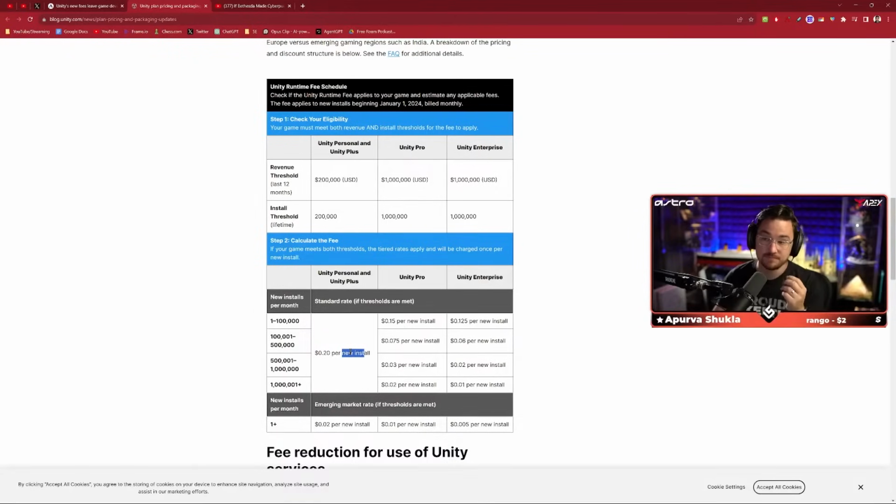That's my understanding. However, they've walked this back very quickly because the backlash was ungodly. Many studios saying, if you do this, we cannot use Unity as an engine. We just can't. It doesn't work.